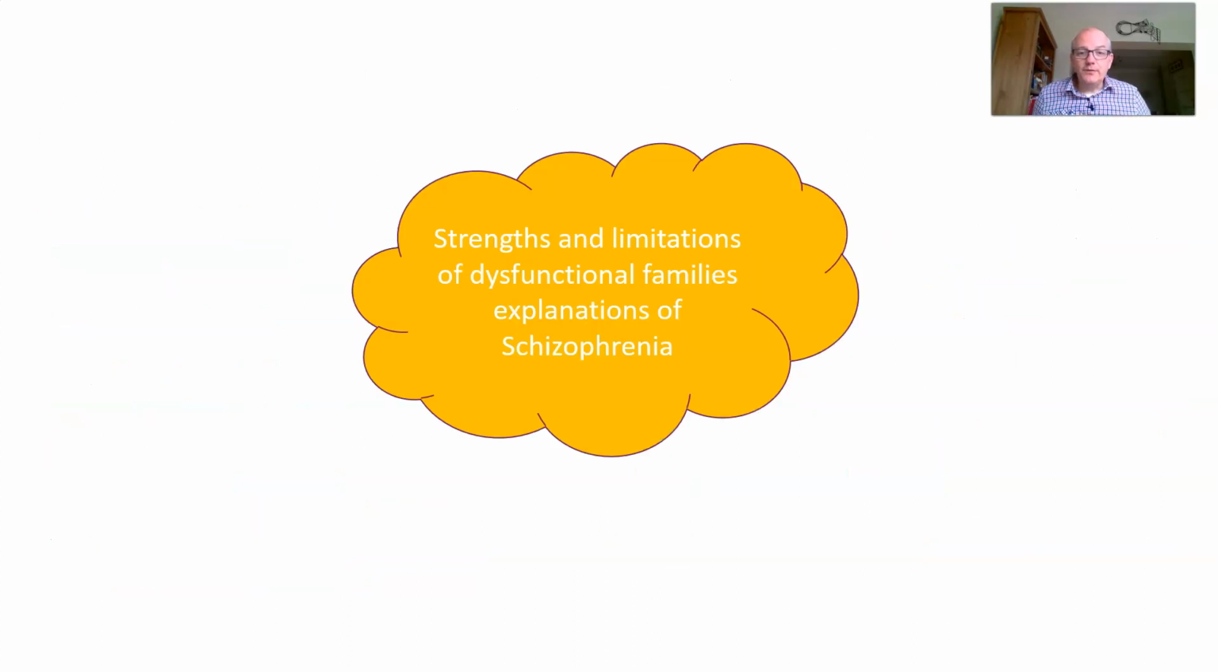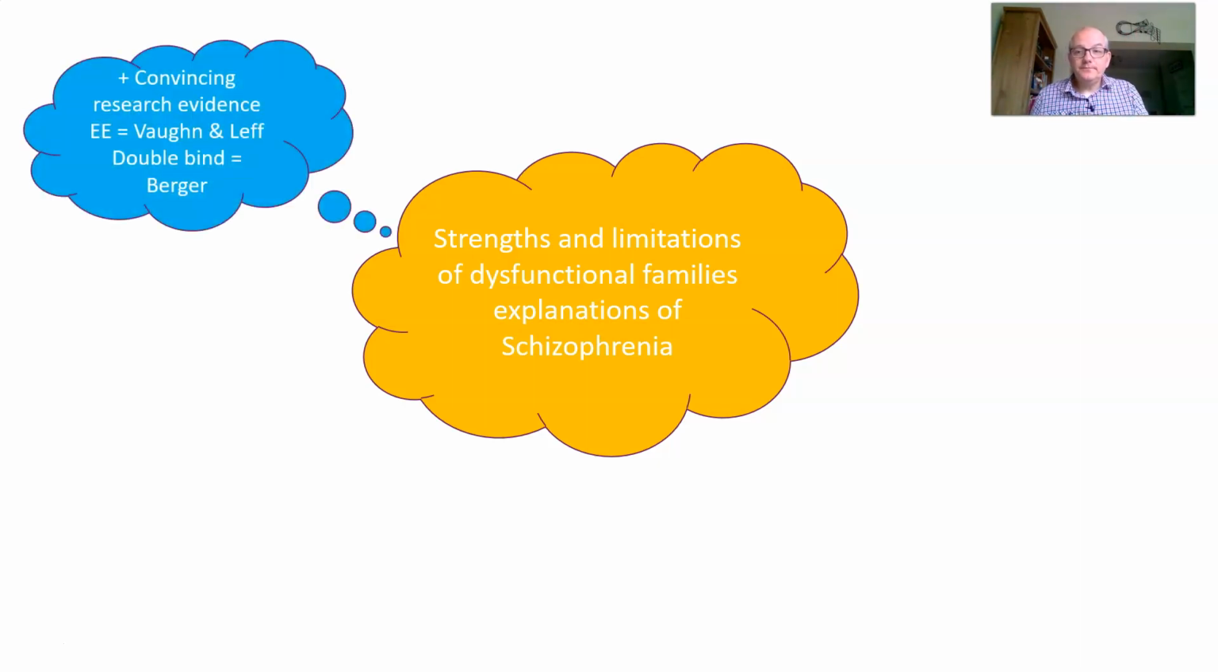Okay, so strengths and limitations of dysfunctional families. There are 4 evaluation points that we're going to look at and a conclusion. These are the convincing evidence. To be honest, I'm not sure how convincing it is, but there is evidence. Yeah, we know there's Vaughn and Leff for EE, and then we know there's Berger for double bind. So we have evidence there.